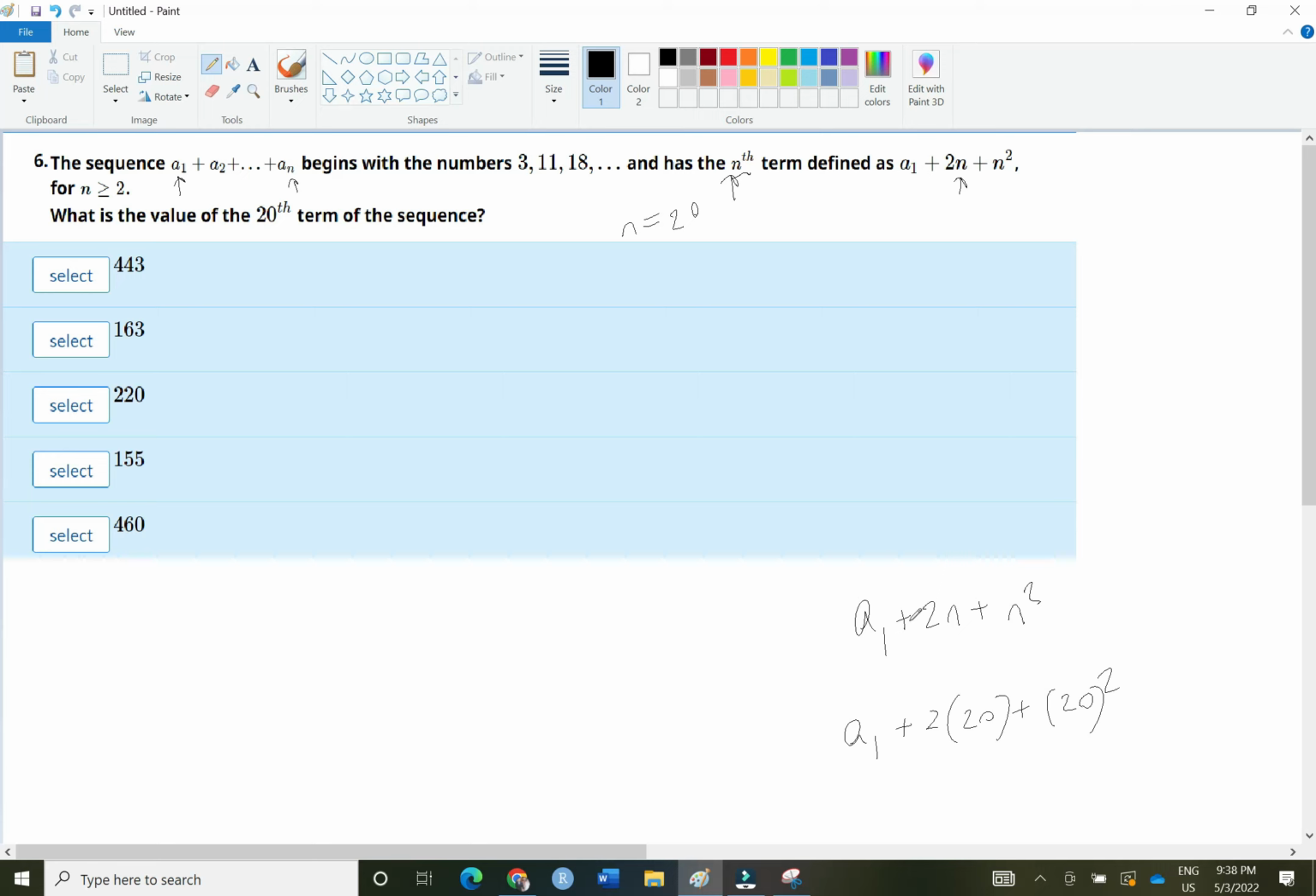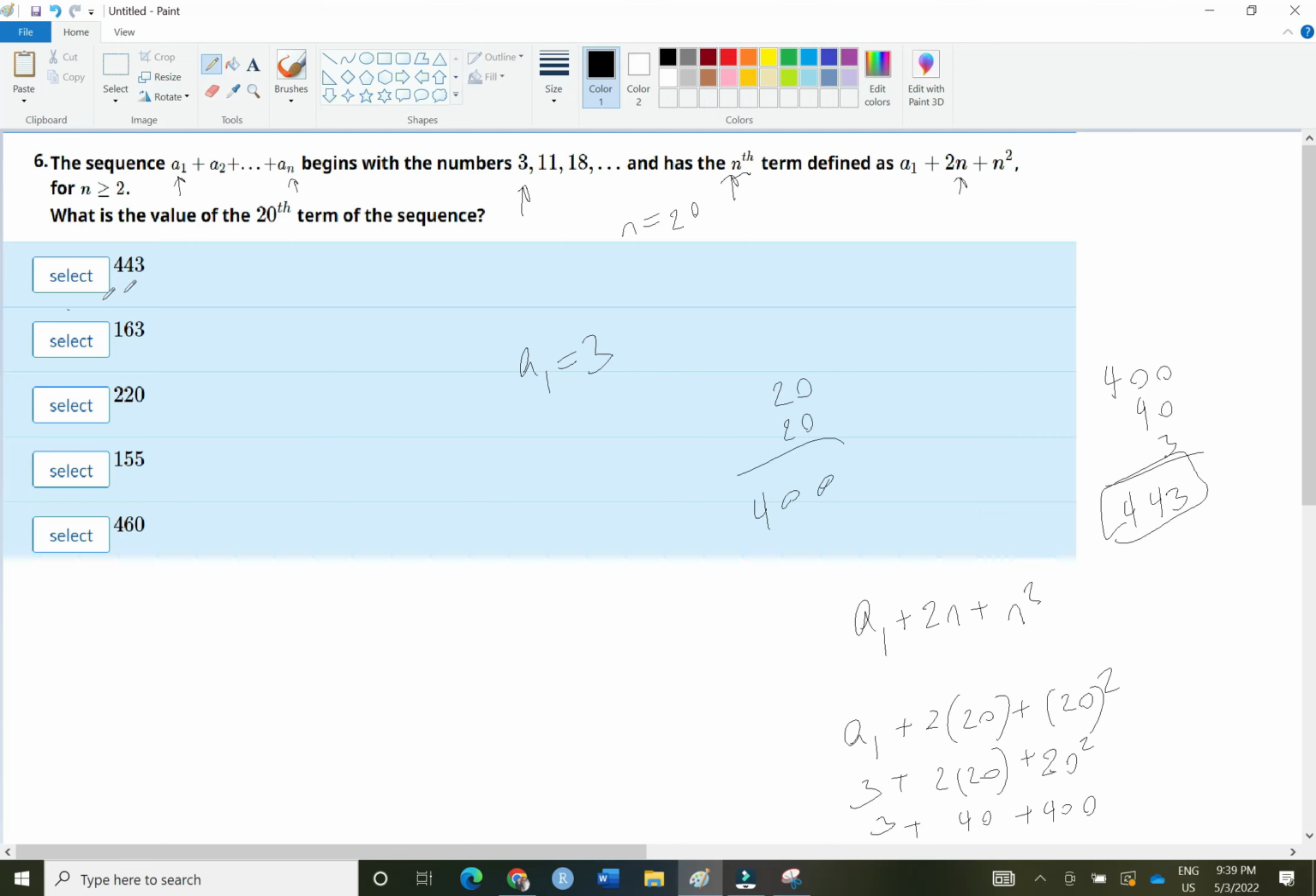Well, we know what a sub 1 is because they gave it to us right here. They said begins with the numbers 3, 11, 18. So a sub 1 is 3. Okay? So that means that we get 3 plus 2 times 20 plus 20 squared. Alright, so what's 20 squared? You can just do that really quickly. 2 times 2 is 4, so it's 400. So you get 400 plus 2 times 20 is 40 plus 3. So you get 400 plus 40 plus 3, which is 443. So that should be your answer.